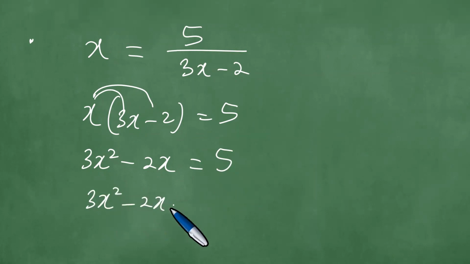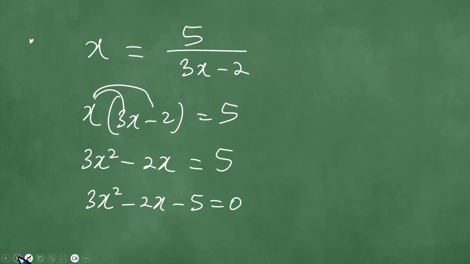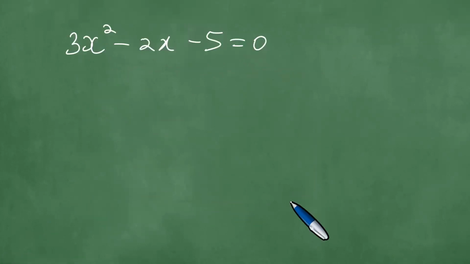Well, then we distribute. Yes. Okay. I'm excited. Negative five, close to zero. Okay. Equals 0. Okay. Good. Now we get to this point where we have 3x squared minus 2x minus 5. So yeah, 3x squared minus 2x minus 5 equals 0. What do we do here, anyone?